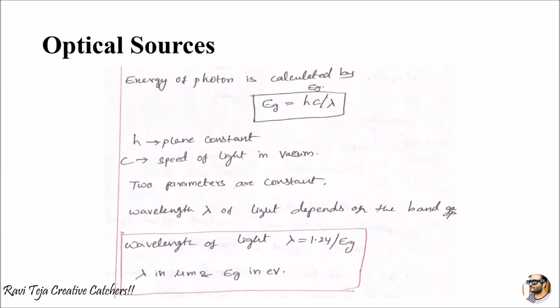Eg is equal to hc by lambda, where h is the Planck's constant, c is the speed of light in vacuum, and lambda, as we all know, is the wavelength. The value of the wavelength of light is given as lambda equals 1.24 by Eg, where the units of lambda and Eg are micrometer and electron volt respectively. These are some of the calculations with respect to the optical sources.